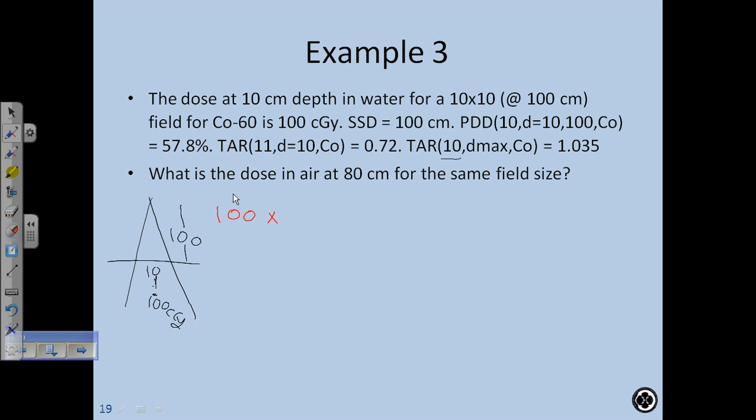Let's remember, writing the equations helps. PDD equals dose at depth divided by dose at Dmax. And then TAR equals dose at depth divided by dose in air. Which one do we want to use first? We can use this, because we know this, and we want to know this. Flipping it around, dose at Dmax is equal to dose at depth divided by PDD. So it's not times, it's divided by.